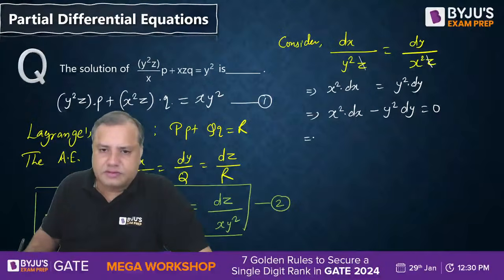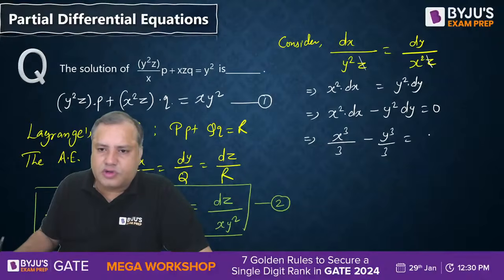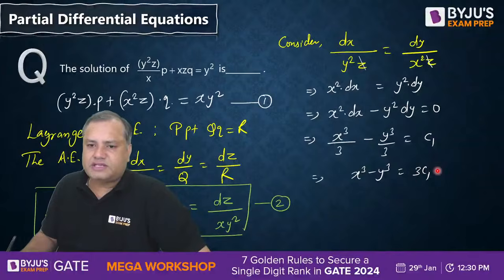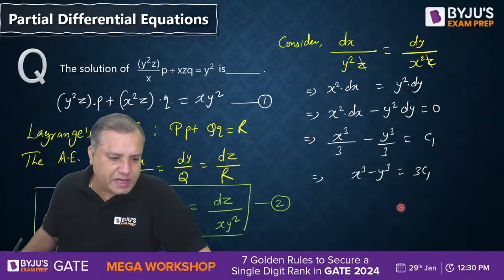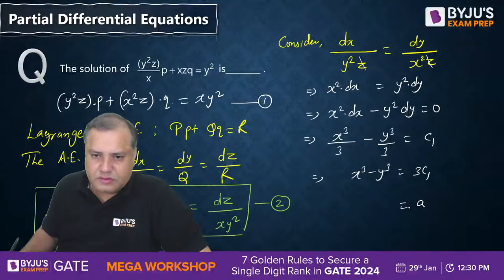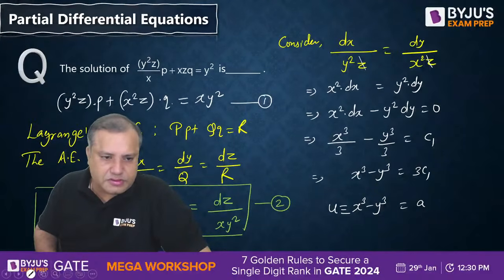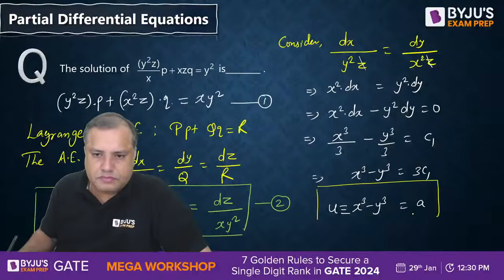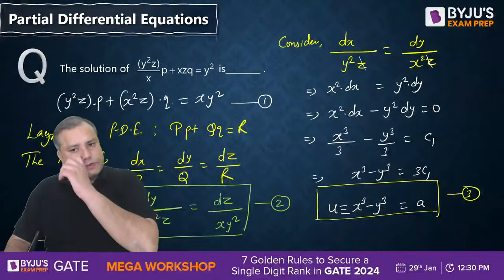Integrate both sides. You will get x cube by 3 minus y cube by 3 equal to some constant, say c1. So students, what we are doing, x cube minus y cube equal to 3c1. Now we are just replacing this 3c1 by a new constant a. So this is our first solution. I hope this is very much clear to all of you.